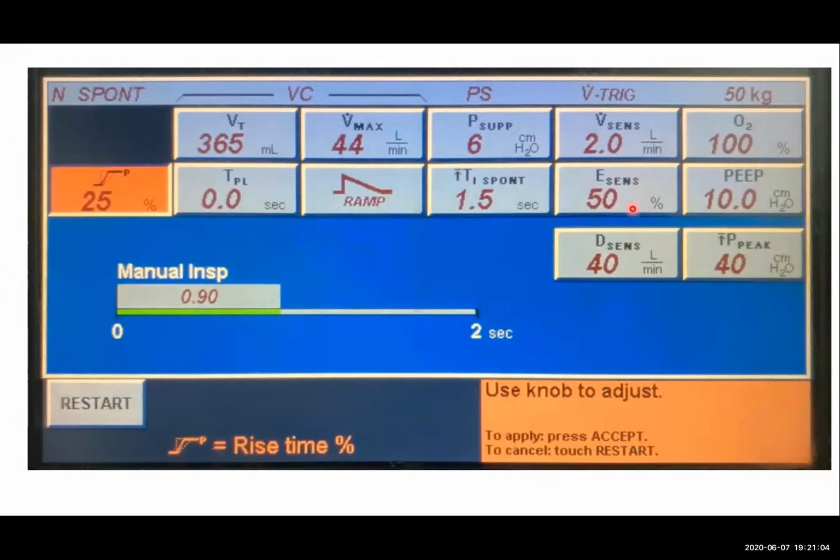The inspiratory time or the time max, we recommend to use something like 1.5. This is just to delay the cycling of the patient. Again, this is only the initial setting you can use with the patient. You might adapt it to the patient's comfort and change some of it.